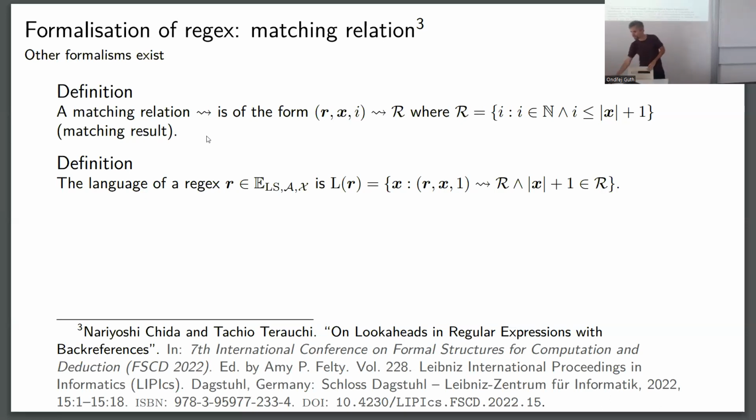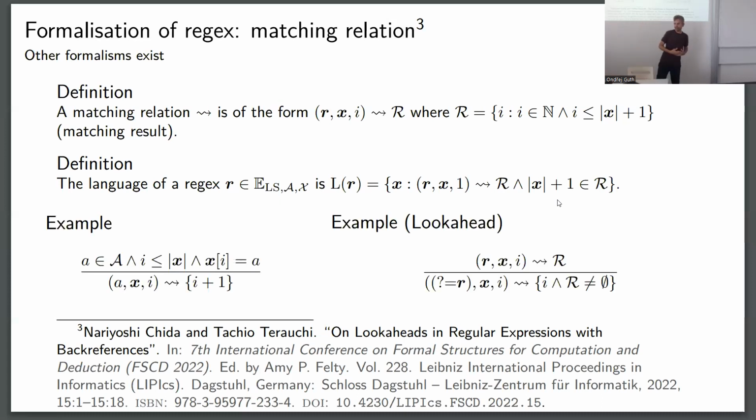So the definition is that matching relation is a triple of regular expression, input string, and current position. And the matching result is basically the set of positions in the input string we get after successfully matching this regular expression and this string starting from that position. Of course, the set can be empty if there's a mismatch. And then the language of regular expression is all the strings which can be matched starting from the position 1 when we get past the input string. So we can read it all basically with the regex.